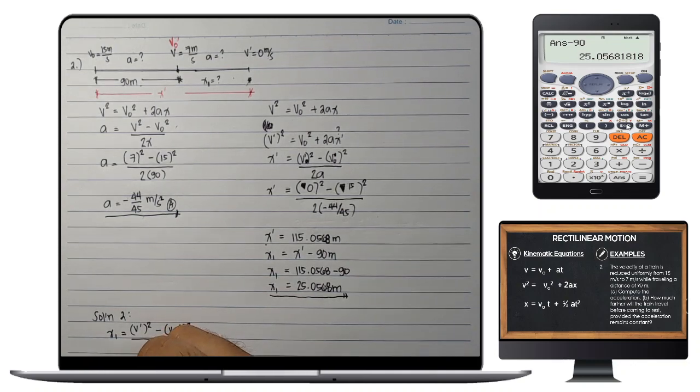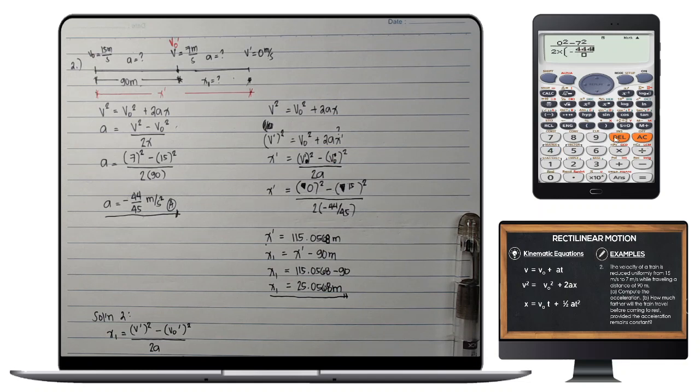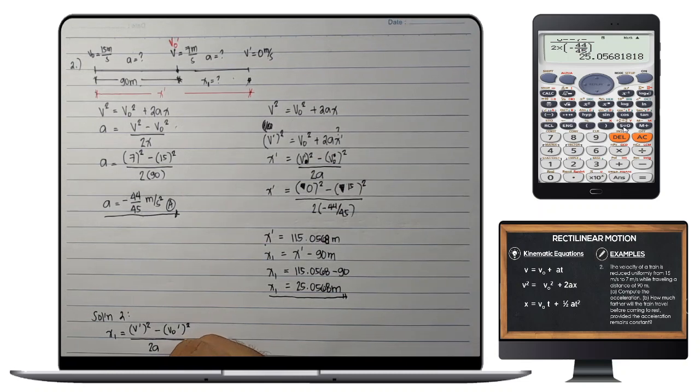So yung x sub 1 natin is, tingnan natin. Okay, so we have v prime 0 minus vo, which is 7, divided by 2 times, kasama yung negative sign, negative 44 over 45, equals. And we arrive with the same answer. So, diretso na. Mas mabilis. Okay, so that is 25.0568 meters. So, we just refer to the 90-meter mark.